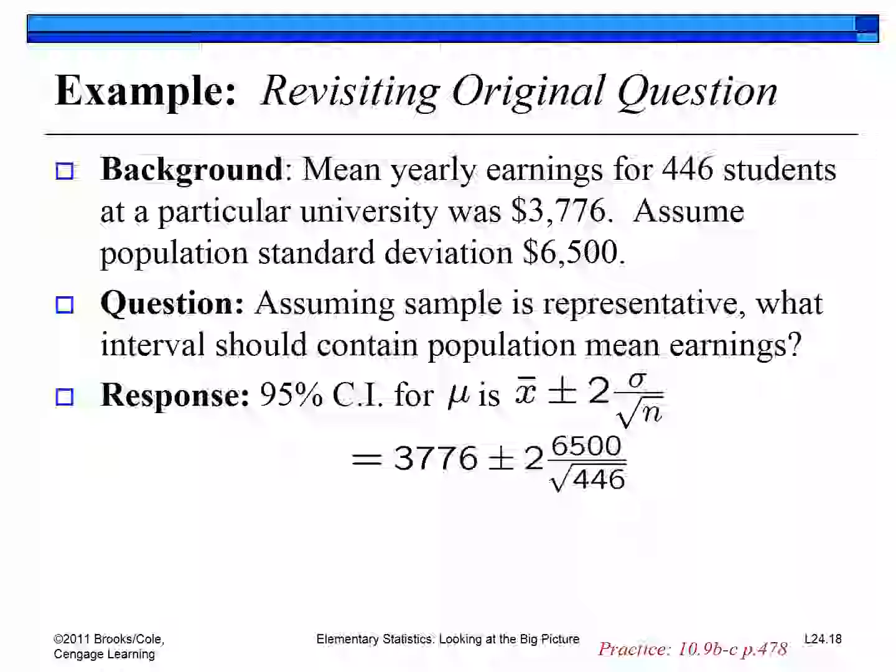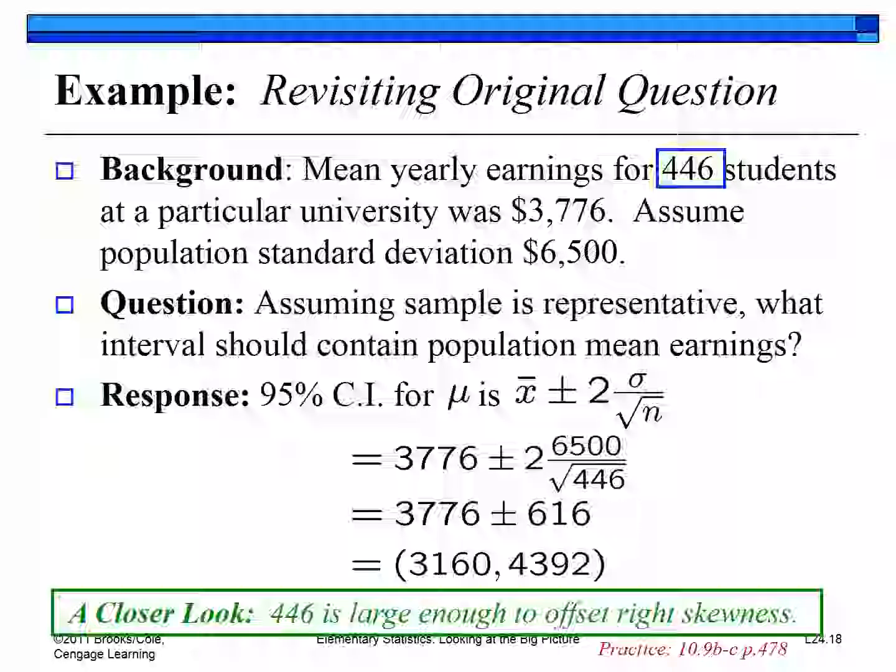3,776 plus or minus 2 times 6,500 divided by the square root of the sample size, 446. That's approximately $616 when we do that computation after the plus or minus, which gives us an interval from $3,160 to $4,392. Because the data here, if you recall, we've seen this histogram before. The histogram is very right skewed, but 446 is a very big sample. It's okay to use the normal distribution for this.